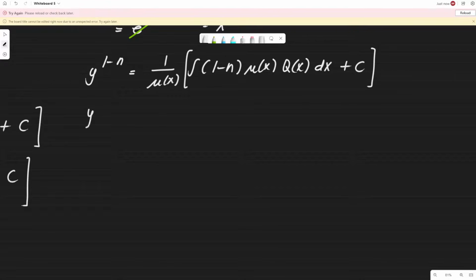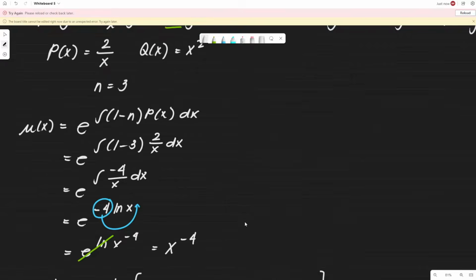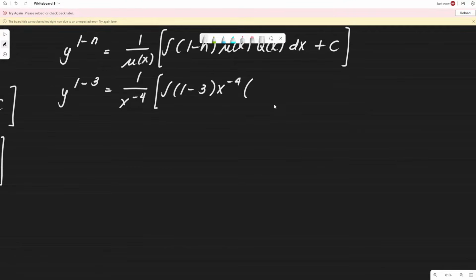We'll have y raised to 1 minus 3 is equal to 1 over x raised to negative 4, right? So, we'll have 1 minus 3 times x raised to negative 4 times, what is our q of x? Let's go back. Our q of x is x squared. So, dx plus c. Okay, so we'll have y raised to negative 2. Right? This y raised to negative 2 is equal to x raised to 4. I've already brought it up.